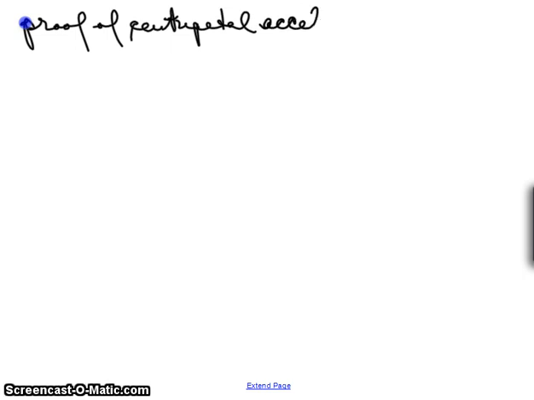Okay, as promised, let's prove how we get the centripetal acceleration equation and from that the centripetal force. So let's see how that works. We'll call this proof of centripetal acceleration equation. And that's the v squared over r.